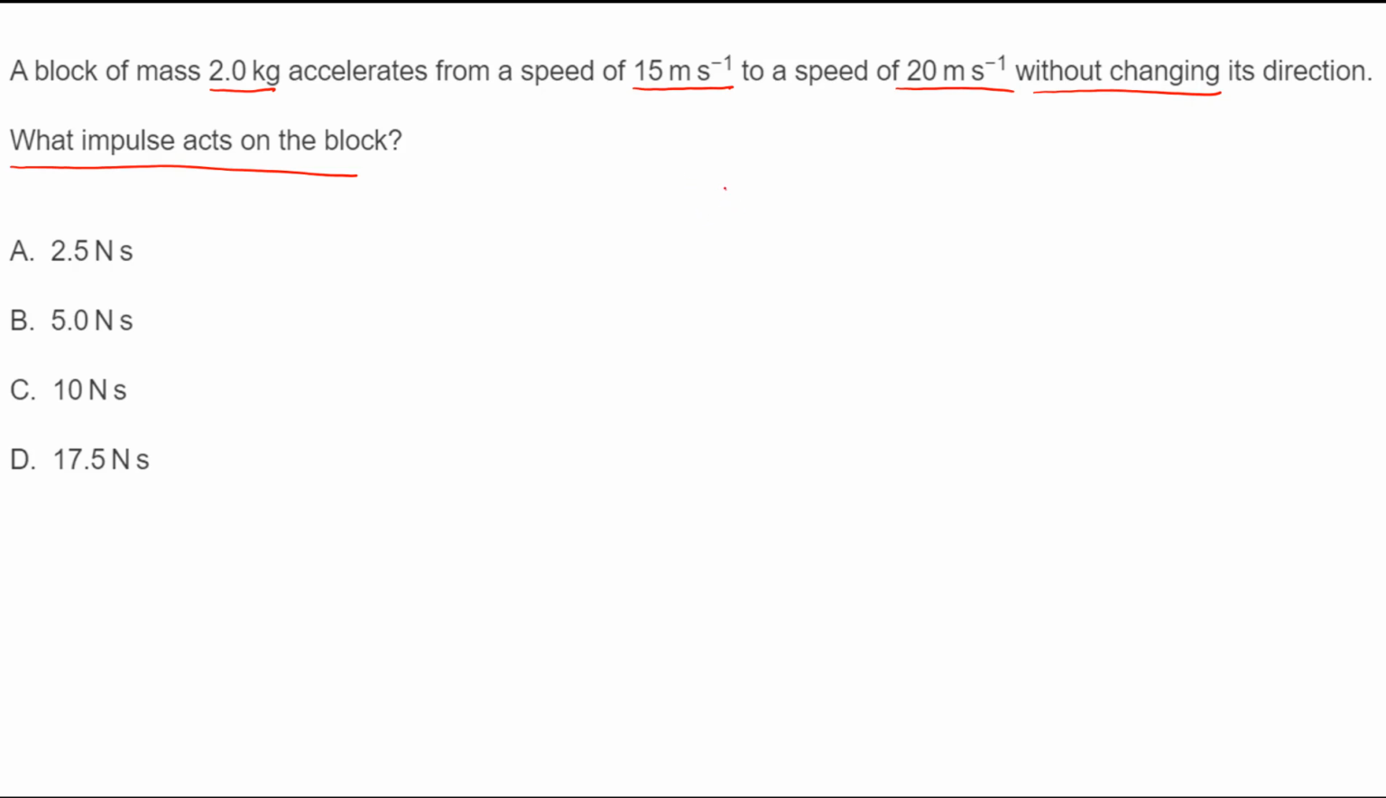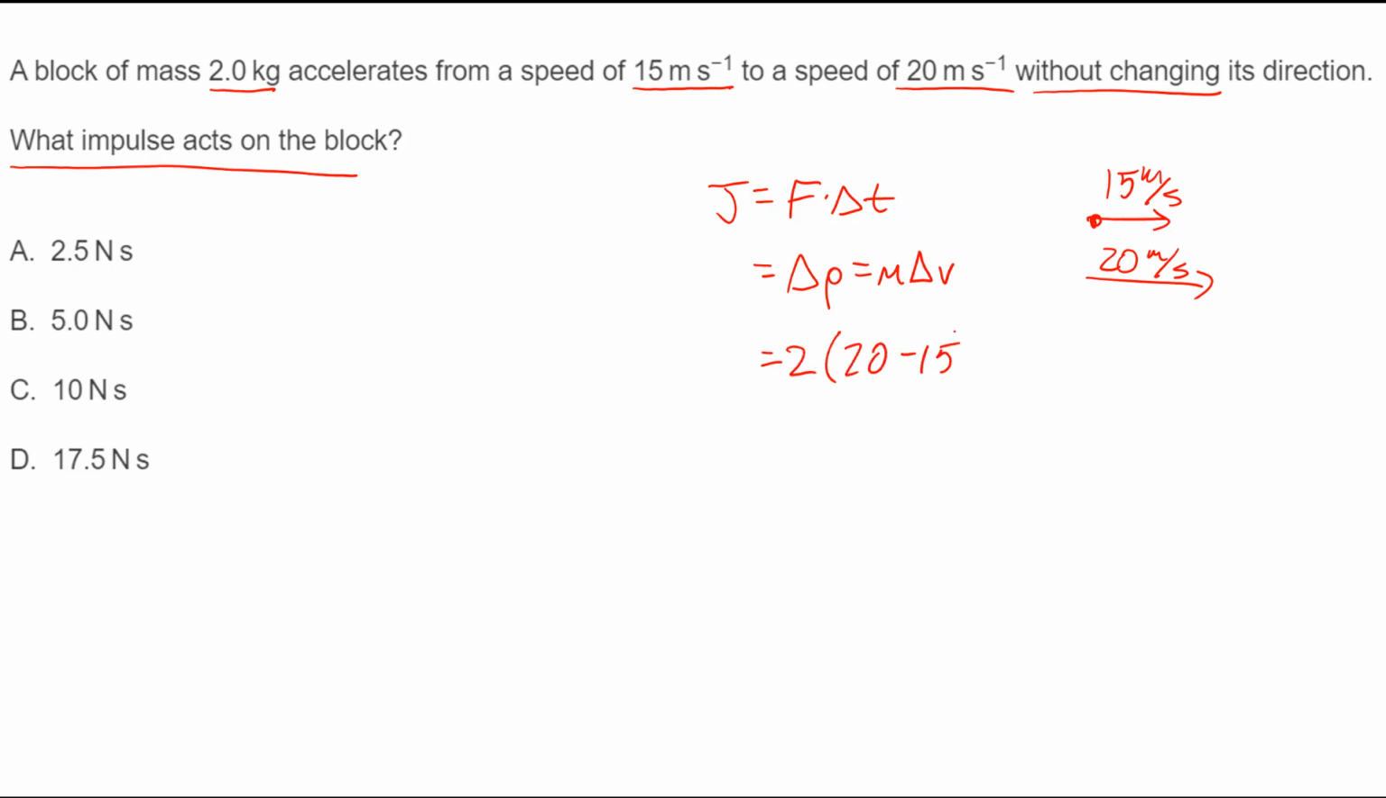Again, two ways to calculate impulse. We can do impulse equals force times time. Or, because we know impulse equals change in momentum, we could do change in momentum, which is just mass times change in velocity. Since we start at 15 meters per second and don't change direction, we end up at 20 meters per second in the same direction, we can just do mass times change in velocity. It's going to be 2 times 20 minus 15. Final minus initial is our change. So 2 times 5 equals 10 kilograms times meters per second, or newton seconds. C is correct.